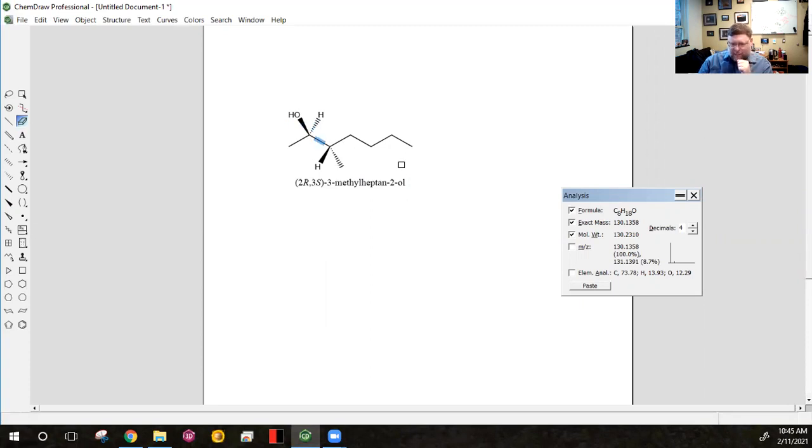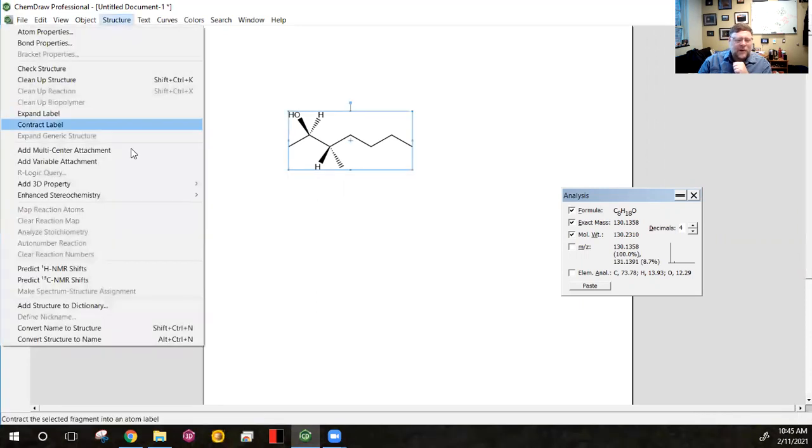Right. So it's heptanol because there's a 7 carbon chain. There's a methyl on carbon 3. There's an OH on carbon 2. So 2-ol and 3-methyl. And again, you get to that, like I'll get rid of that. You can highlight your molecule, go under structure, convert structure to name.